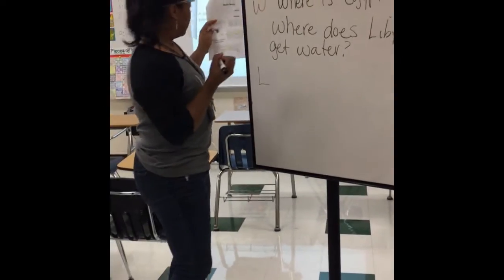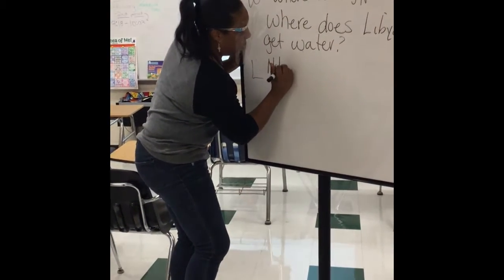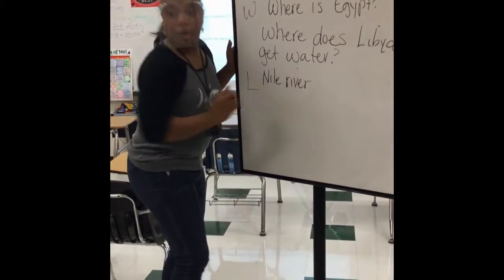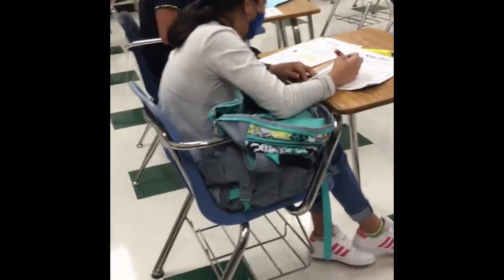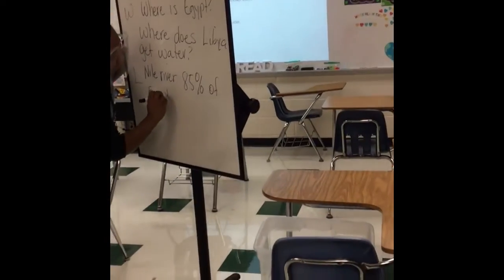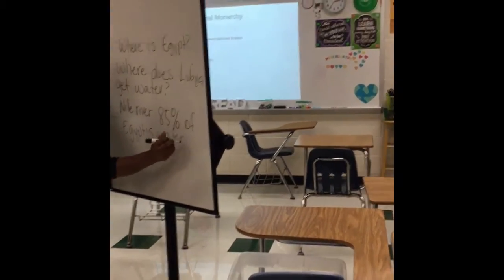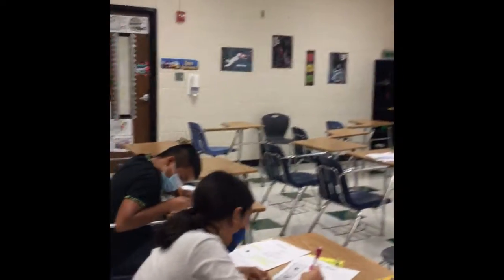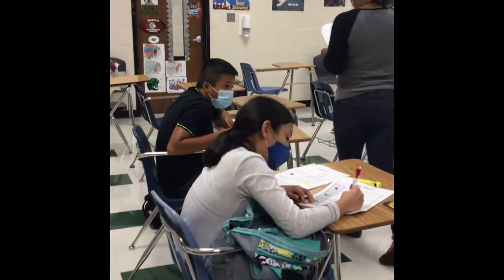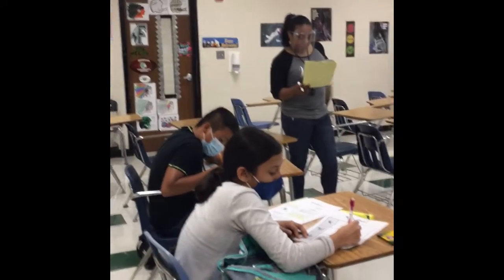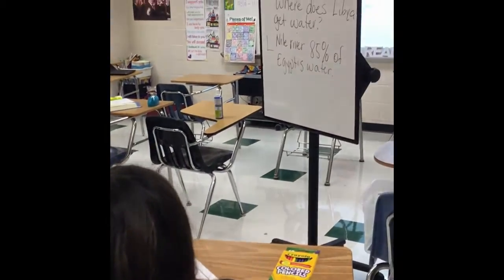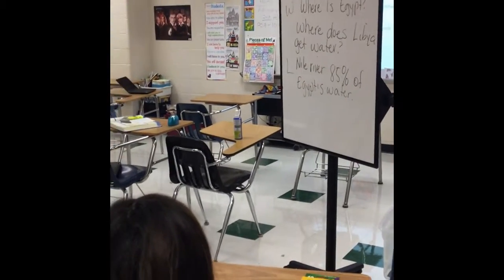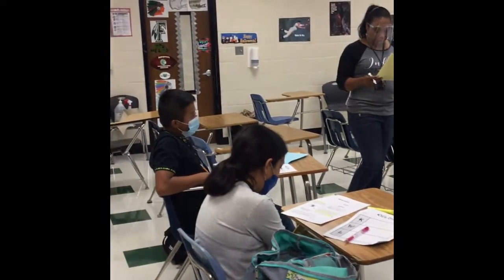The Nile River. Yes, the Nile River. It has 85% of the country's water. Yes, 85%. Is that Egypt or Libya? That's Egypt. Egypt's water. Yeah, that is something I did not know. So that was Egypt. Let's go to Libya and see what we learned about Libya.